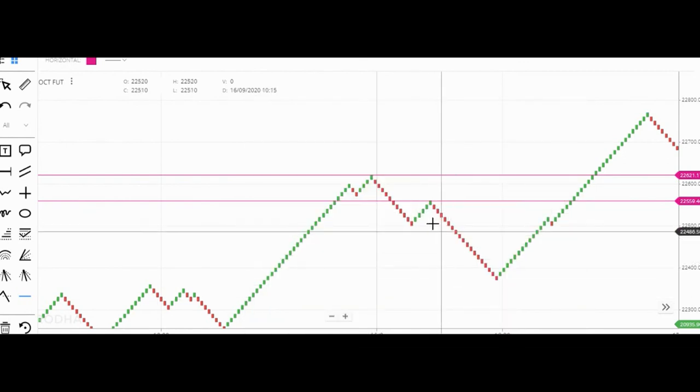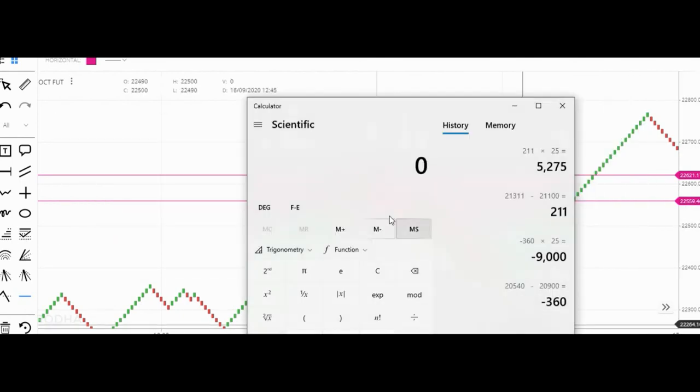So approximately how many points? 22,559 minus 22,412. 22,559 minus 22,412, 147 points into 25. Approximately 3,500 to 3,600 rupees profit.